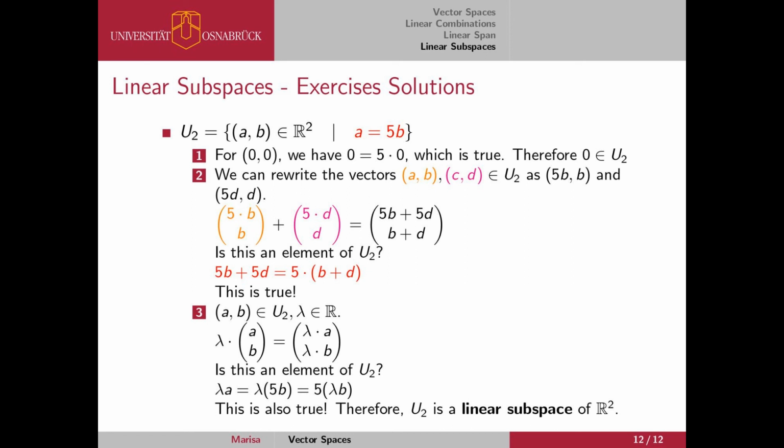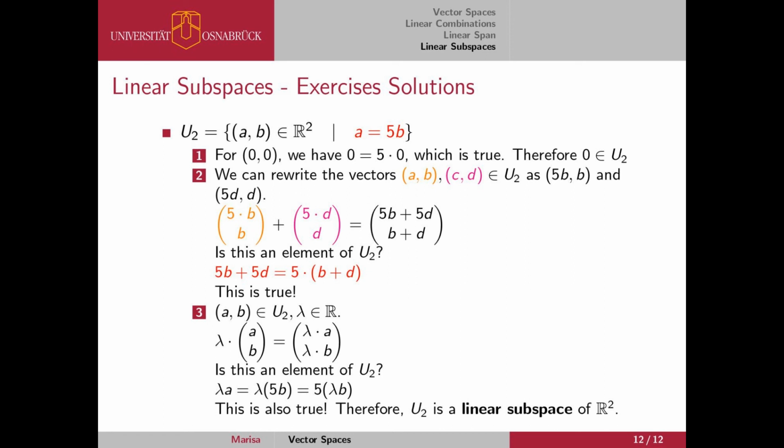The last axiom is about scalar multiplication. So we take a vector (A, B), which is an element of U2, and we take a scalar lambda, which is an element of the field R. And now we perform scalar multiplication. So we multiply lambda with the vector (A, B), which yields the vector (lambda A, lambda B). And now we want to check whether this is an element of U2.